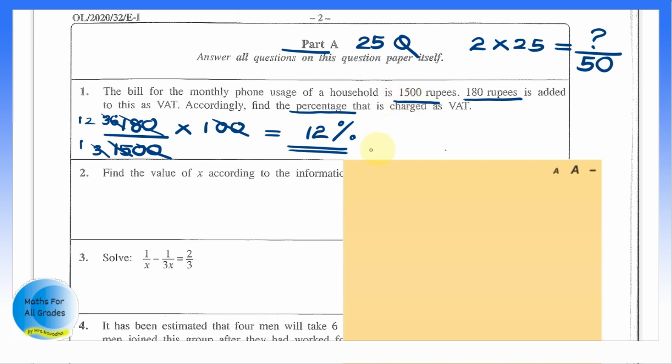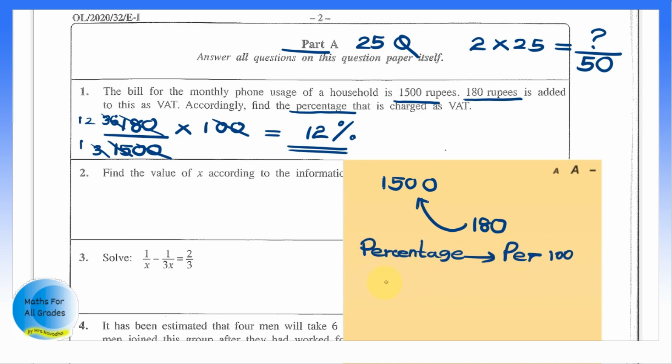Now, think the phone bill of your house is 1500 rupees and you are paying 180 rupees as VAT. VAT means value added tax, which is the money you are paying to the government. And in this case, it's 180 and that value is added to this 1500. So you want to know how much VAT you pay as a percentage. Percentage means per hundred.